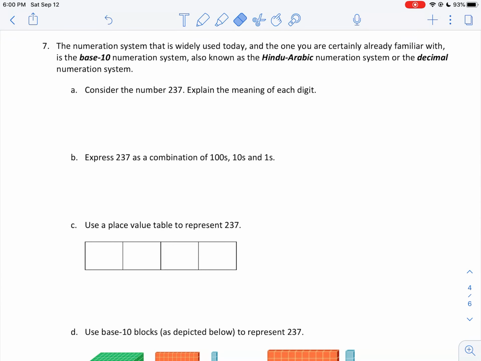All right, item 7. The numeration system that is widely used today, and the one you are certainly already familiar with, is the base 10 numeration system, also known as the Hindu-Arabic numeration system, because both those cultures contributed to its development, or the decimal numeration system. Decimal, deca, refers to 10. Right? So this is base 10.